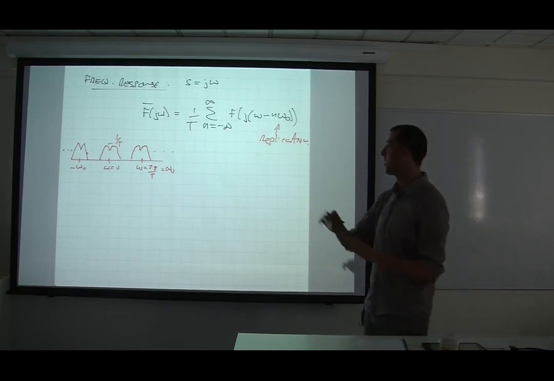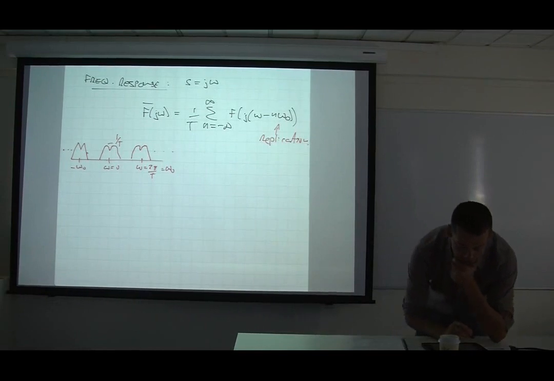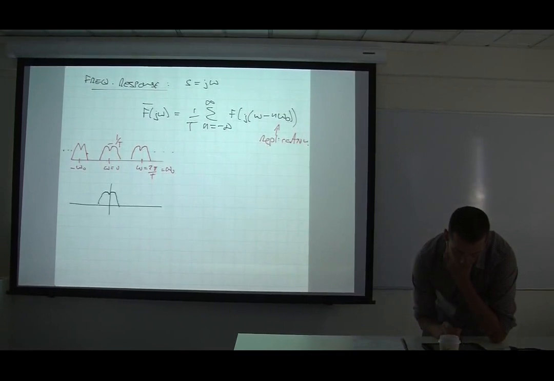So I had some nice diagrams. I'm not going to draw them out because we're going to run out of time, but you can probably see what's going to happen here. I'll just draw a simplified version. If I don't sample at a high enough rate, so maybe this is my spectrum, and this has some frequency omega m, minus omega m.